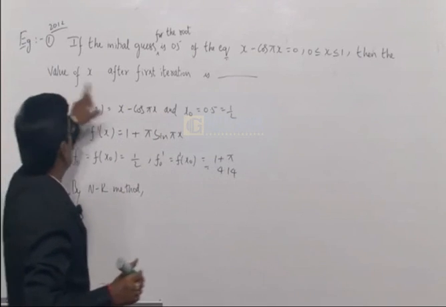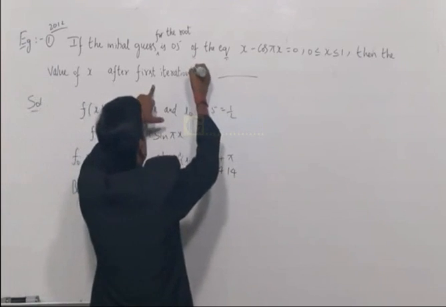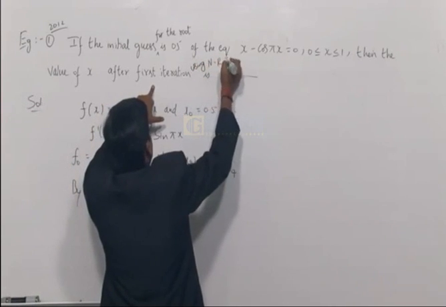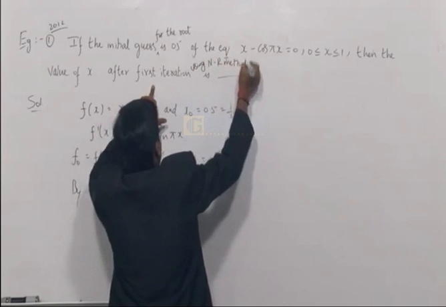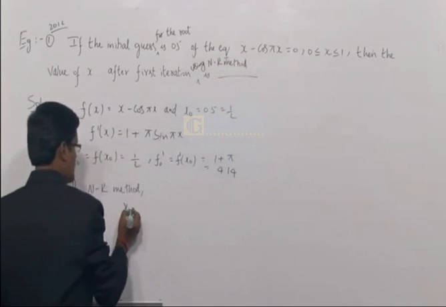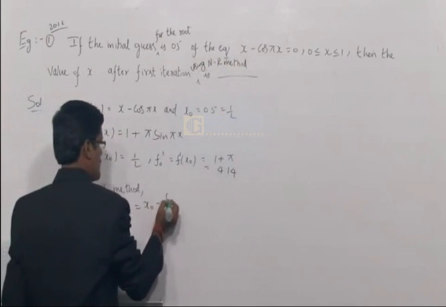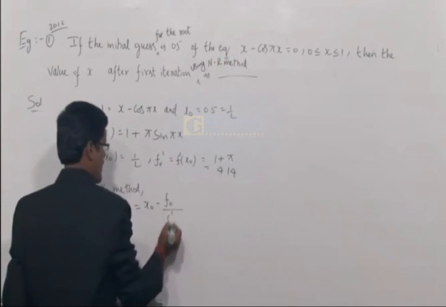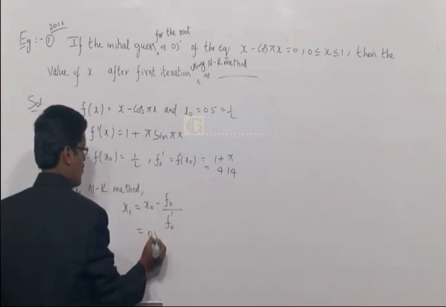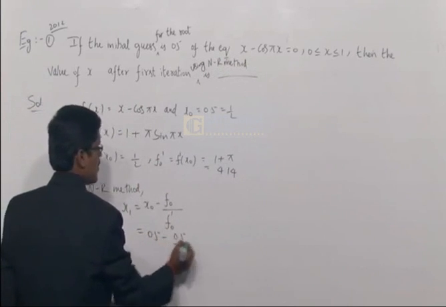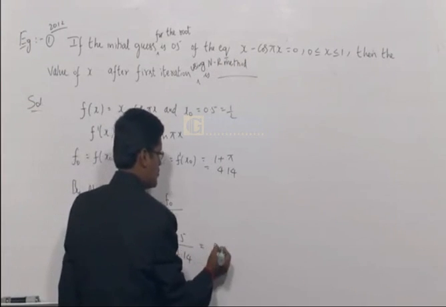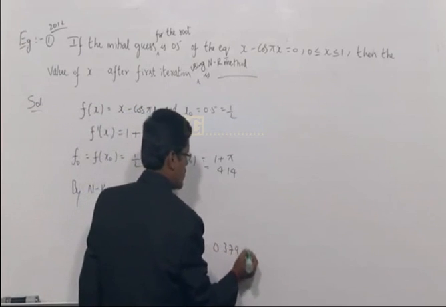Here, the value of x after first iteration using the NR method. By the NR method, what is the x1 formula? x naught minus f naught by f naught dash. F naught dash means f dash of x naught. So what is x naught? 0.5. What is f naught? Also 0.5, and f naught dash is 4.14. This simplifies to 0.379.